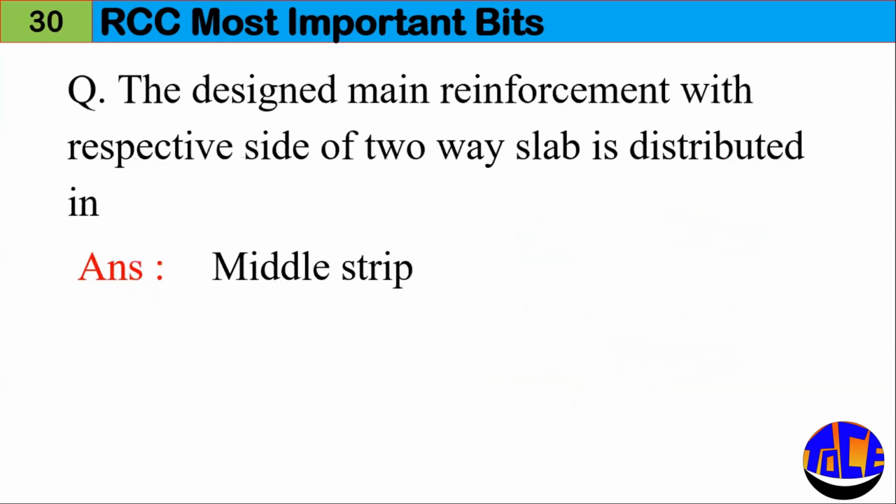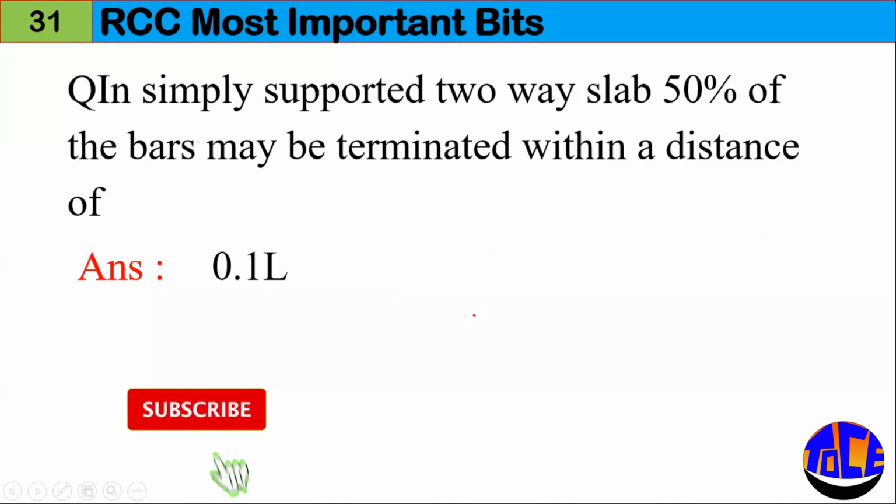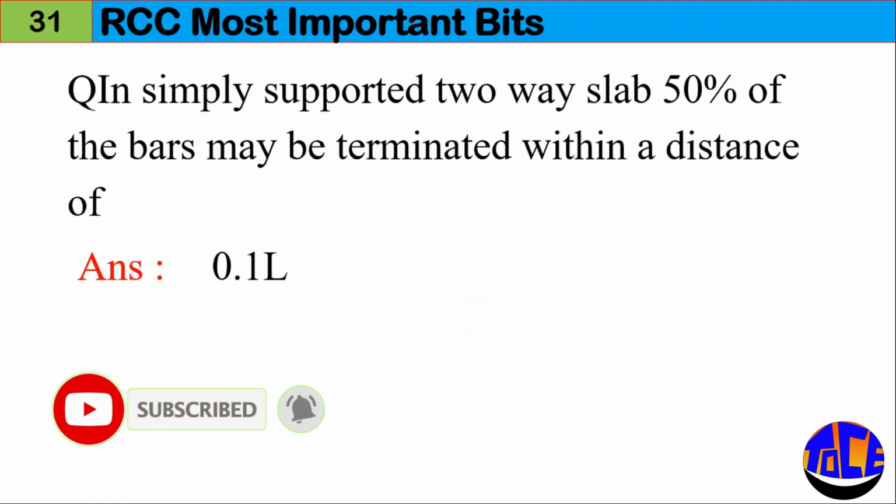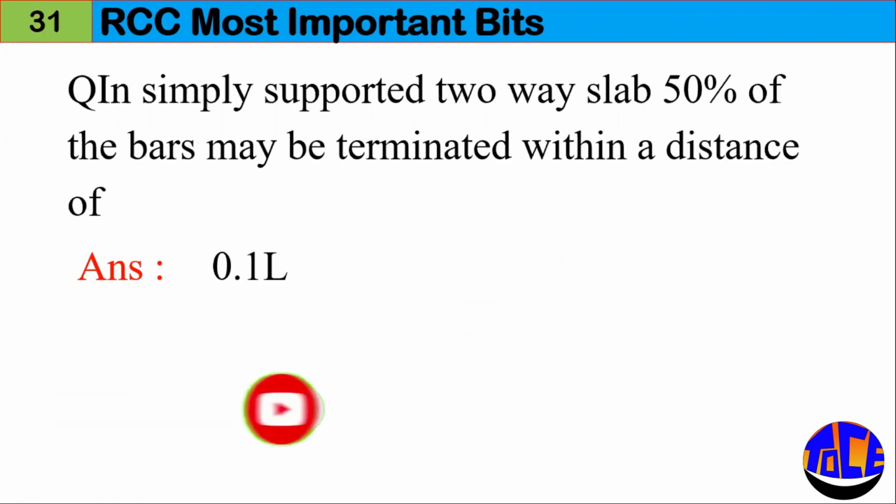Question number 30. The designed main reinforcement with respect to the sides of a two-way slab is distributed in the middle strip. So whatever the design reinforcement is, the designed main reinforcement is provided in the middle strip of the two-way slab. Question number 31. In a simply supported two-way slab, 50% of the bars may be terminated within a distance of 0.1 L, 0.1 of the span.